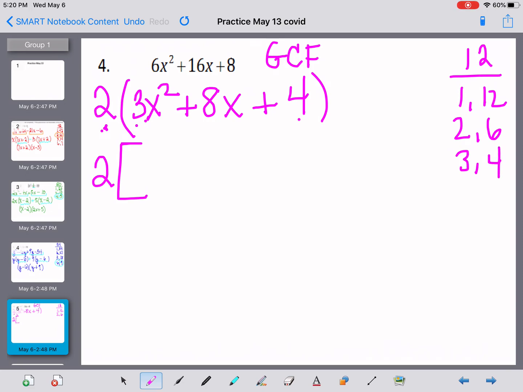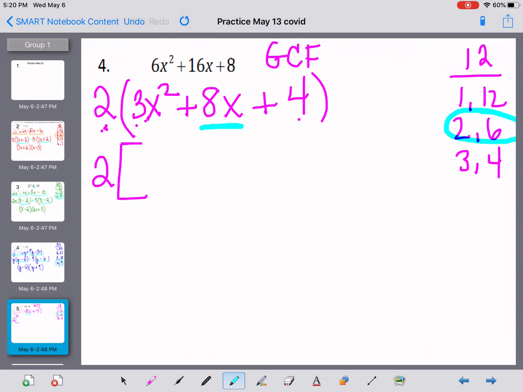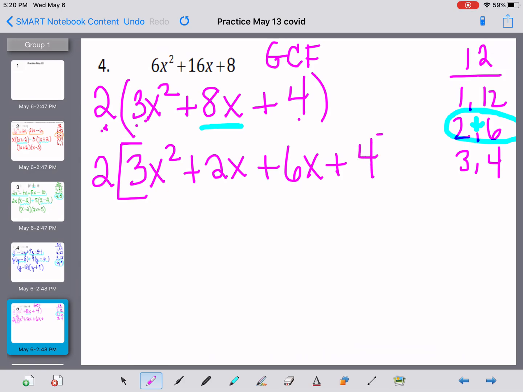And what we're looking for, our middle this time, is going to be this 8x. So we need what's going to combine to be 8. And when we do, 2 plus 6 is going to give us 8. And as we fill this back in, I'm going to have 3x squared plus 2x plus 6x plus 4. Again, if you prefer, write the 6x where the 2x is, and the 2x where the 6x is. It will not change anything in our factoring process.